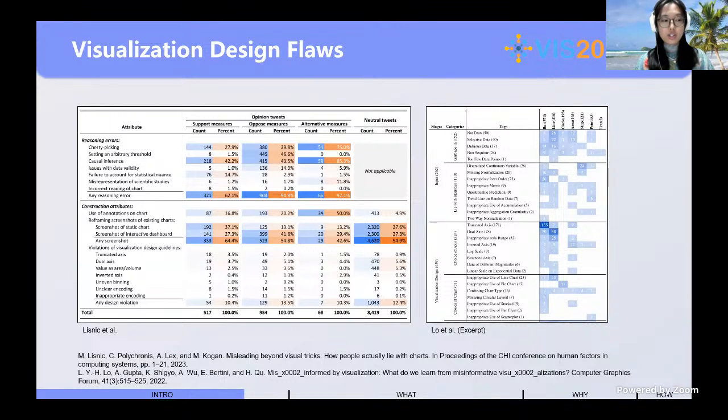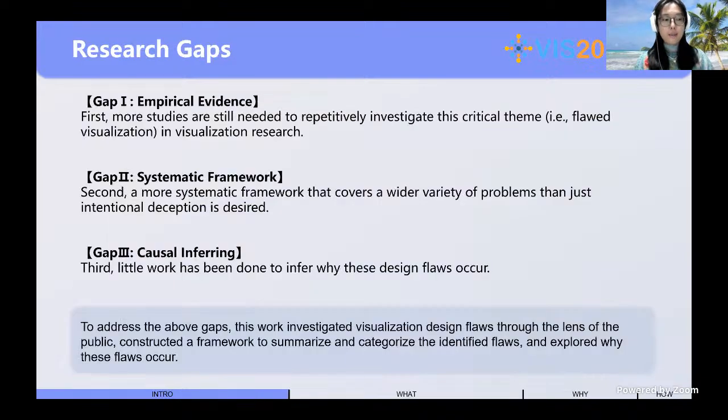In recent years, scholars have proposed taxonomies for design flaws. Through our literature review, we identified 3 research gaps. First, many flaws are not covered by existing theories, as I mentioned above. And second, current studies lack systematic approaches. And third, most research focuses on what design flaws are, but few of them ask why they occur. We aim to address this.